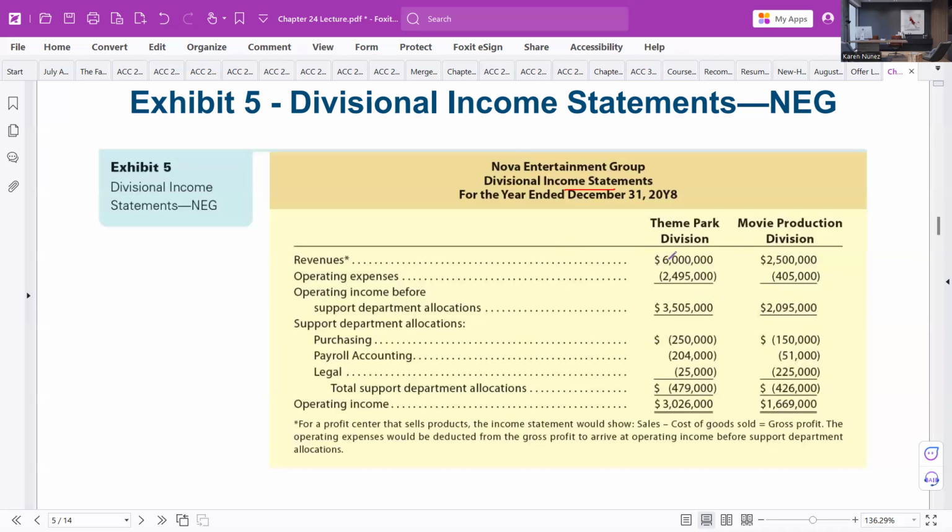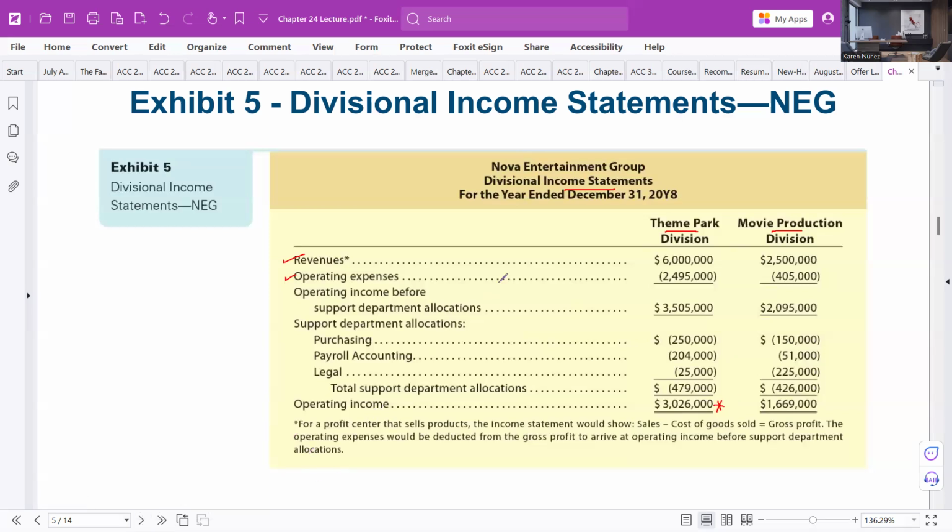And in this case, we have divisional income statements. So, we have a company that's decentralized, and these profit centers, if you will, are managed by division. So you have the theme park division and the movie production division, and you have the revenue responsibility, and you have the cost responsibility, and ultimately responsibility for the profits. So you've got profit centers, and you want to be able to report on their performance as a profit center.